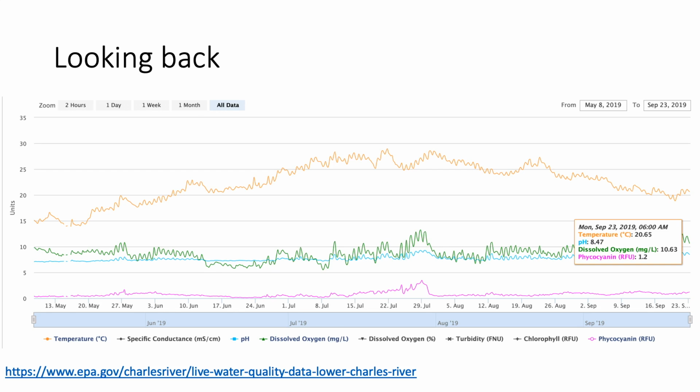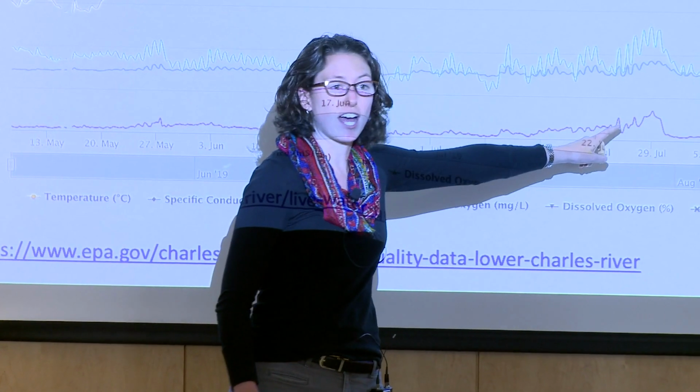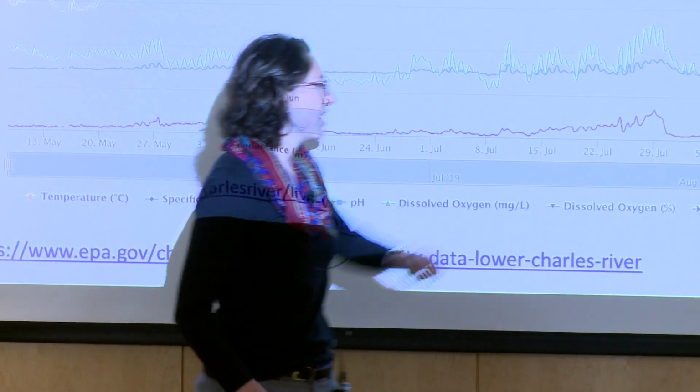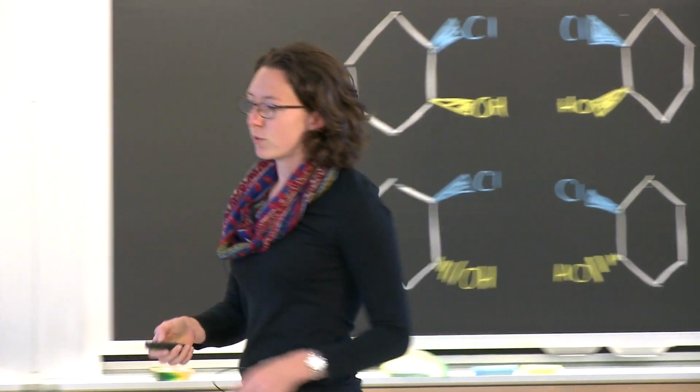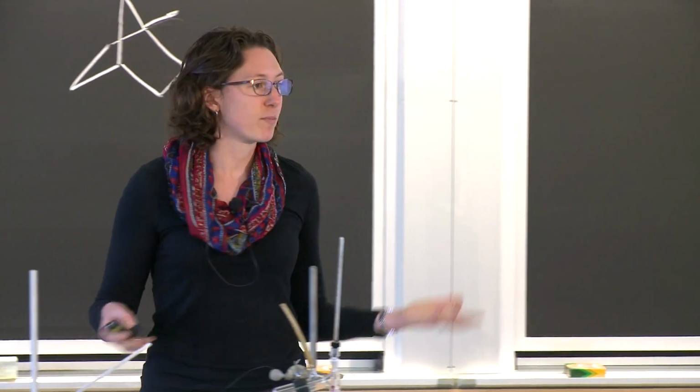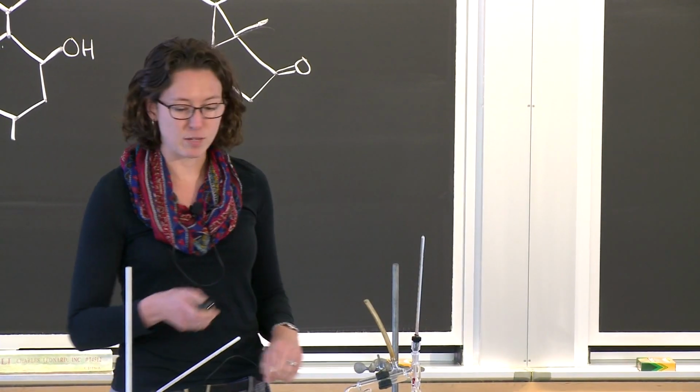This pink line that I added down here at the bottom is the phycocyanin, which is indicative of the cyanobacteria that you heard about in lecture before. You can see it peaked here in July and the beginning of August when we had the cyanobacteria bloom. So it's something that you can check out if you want to, when you're writing up your lab report, if you want some more information about what metrics they look at and keep track of in the Charles River.